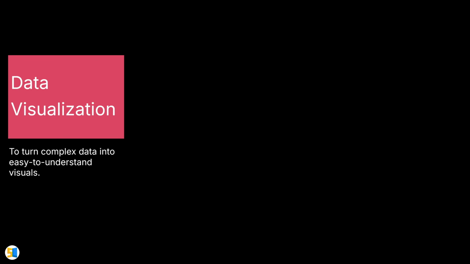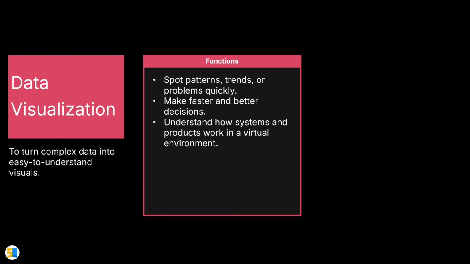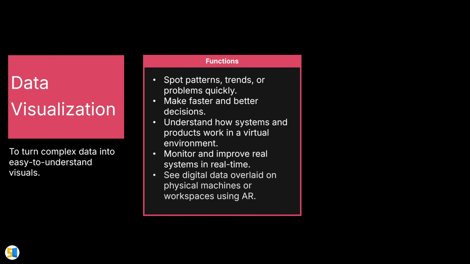The last cycle is data visualization. The goal of data visualization is to turn complex data into easy to understand visuals. With visuals, people can spot patterns, trends, or problems quickly, make faster and better decisions, understand how systems and products work in the virtual environment, monitor and improve real systems in real time, and see digital data overlaid on physical machines or workspaces using AR.